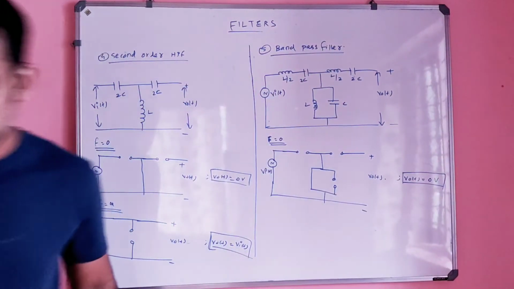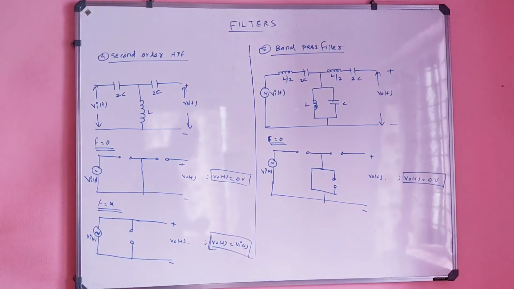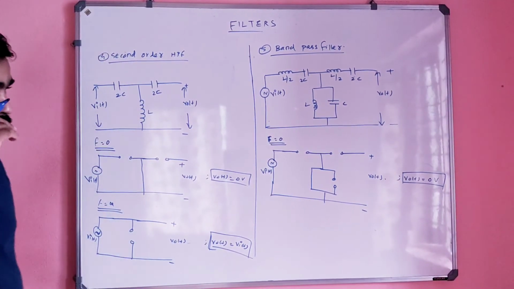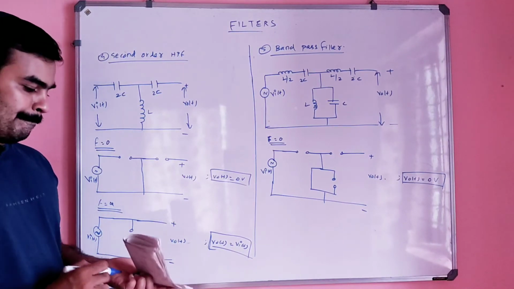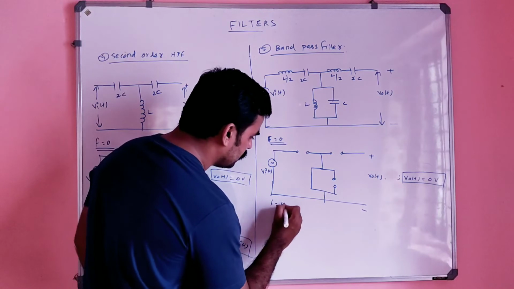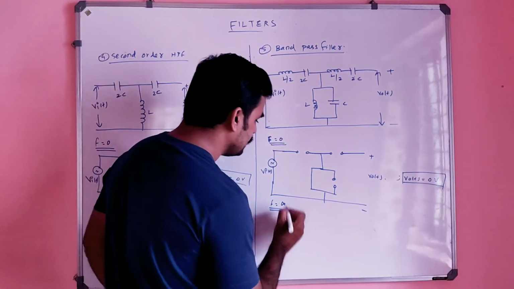V0 of t will be simply 0 volt. There will not be any output. Okay? And let's check for f is equal to infinity also.